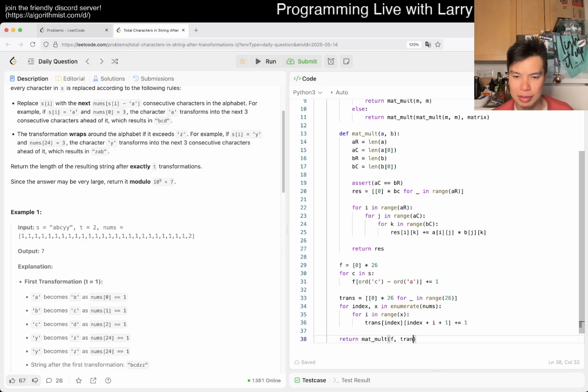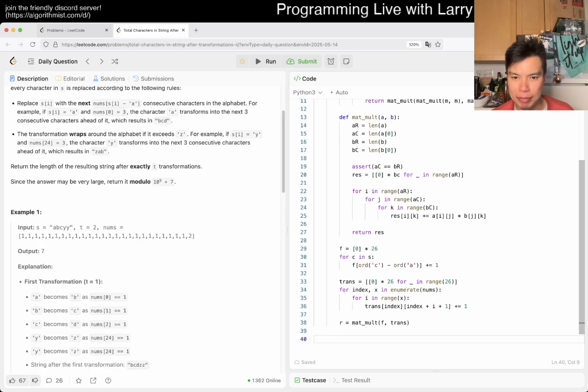F trans. Oh wait, no. Well, I mean, okay, that gives us the final result. And then now we have to sum up. It should give us a thing, so we should do sum. But it gives us a matrix. So it's either sum of all or sum of something like this. But let's run it real quick.